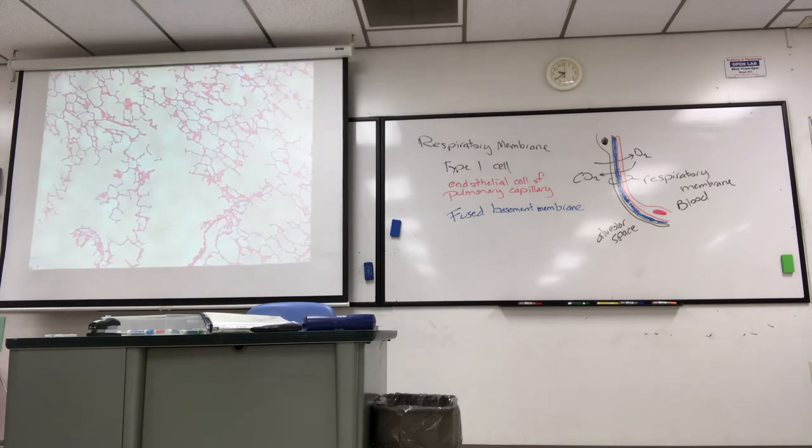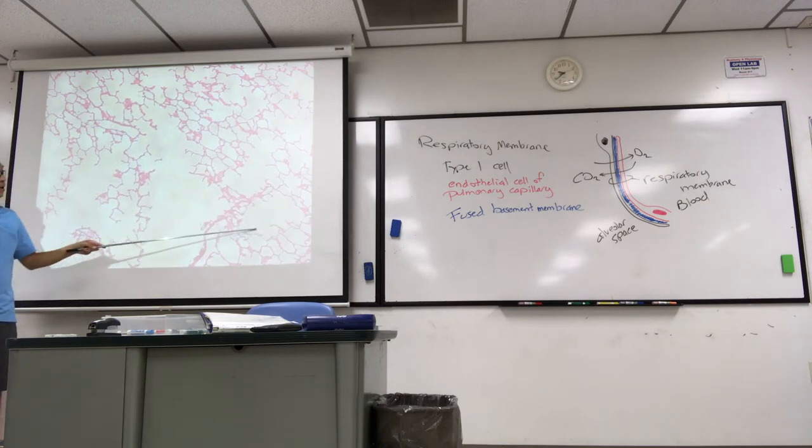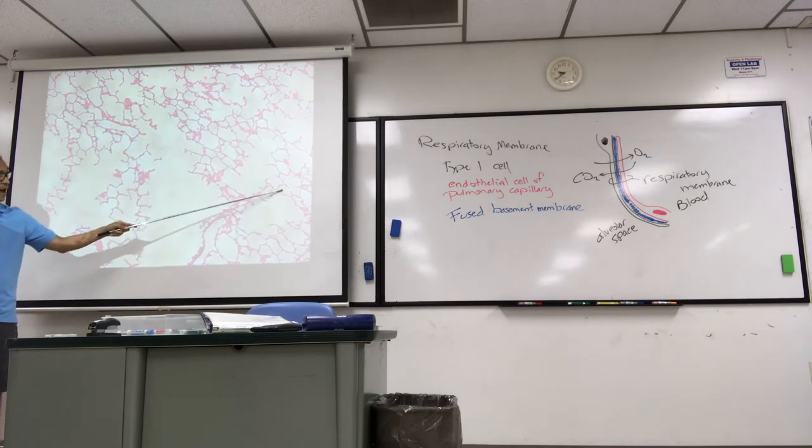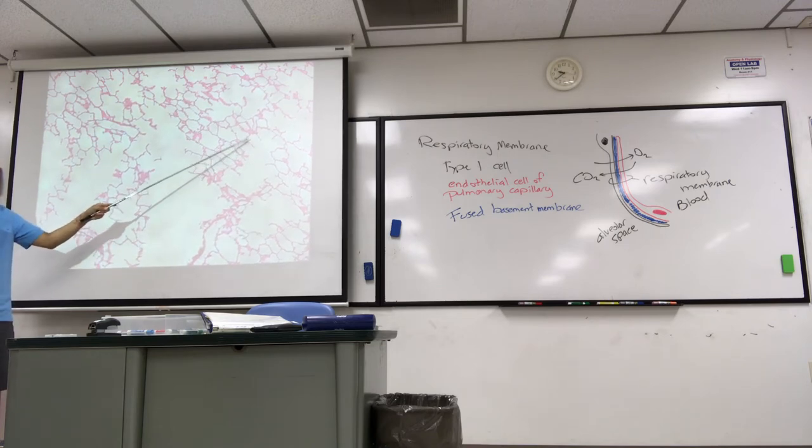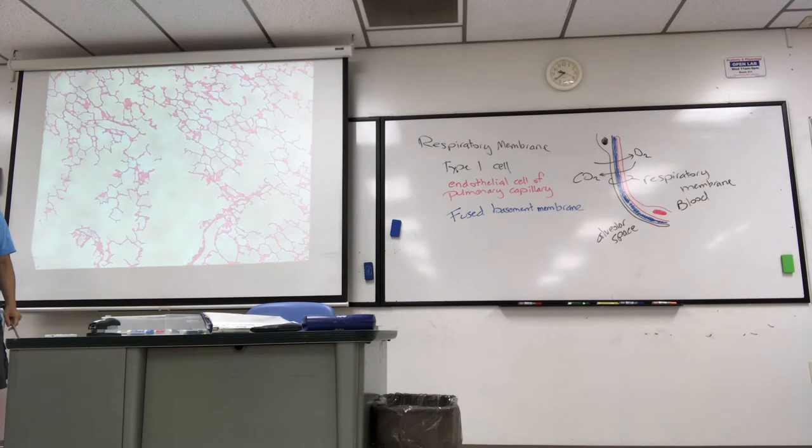Let's see here. All right, here's a closer up picture. So we think this is alveolar duct. What is this whole thing? Alveolar sac. What if we pointed at that, or just that, or that? Okay, I'm going for alveoli, or just alveolus, singular. So that's kind of what you can see in ours.